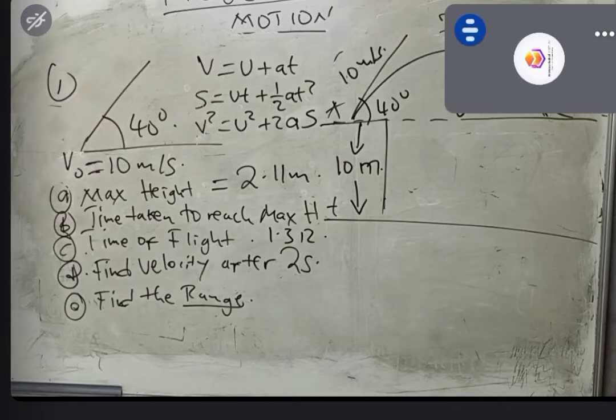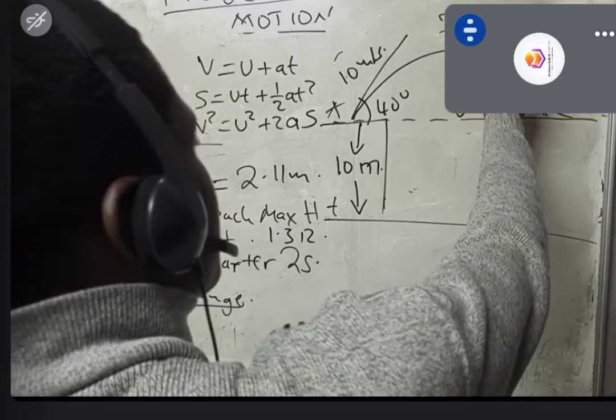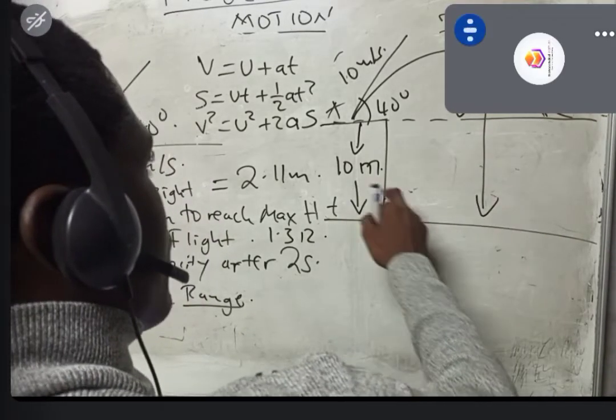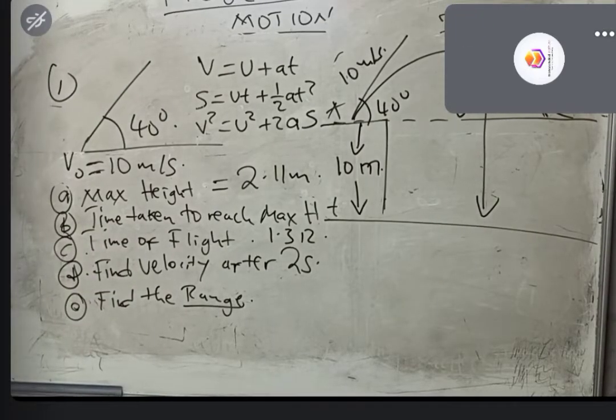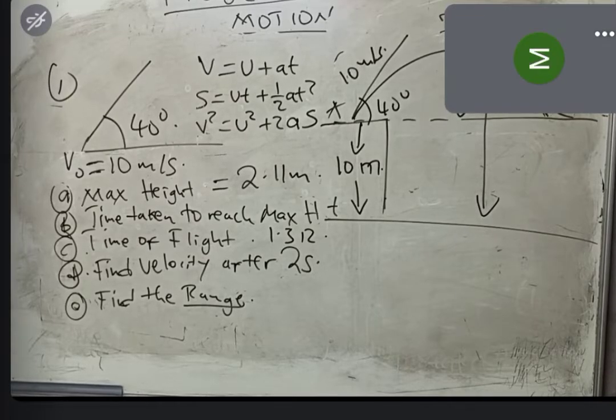Now if I ask you for the maximum height, it is going to be 10 plus 2.11, meaning that you are adding that one to this one, so that you calculate the total height from the ground to the maximum point. Do you understand? That's one point that I wanted to make.